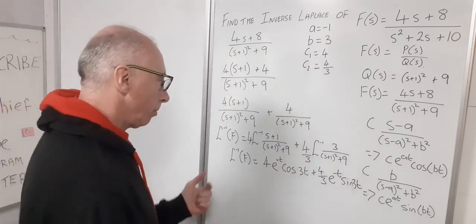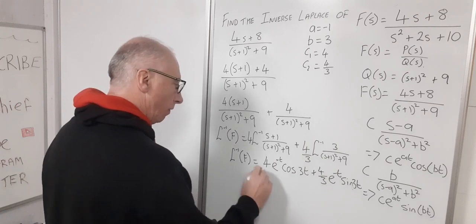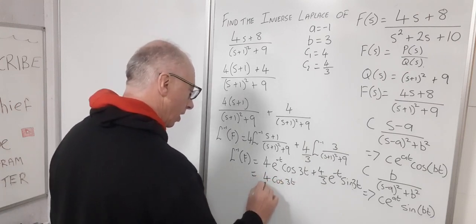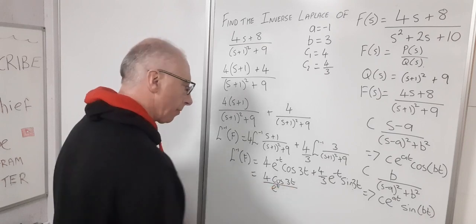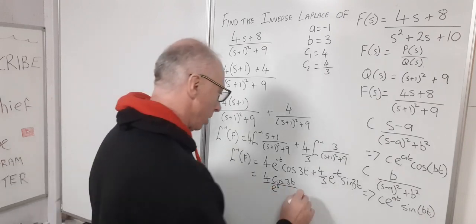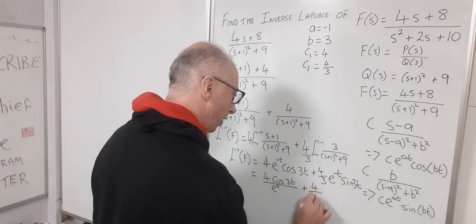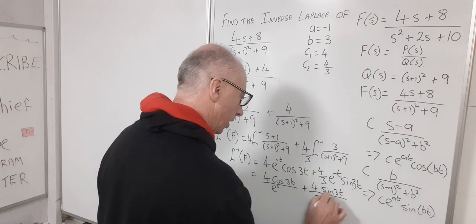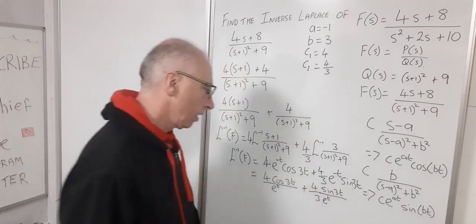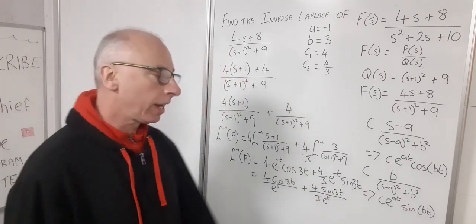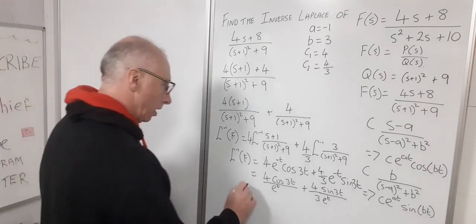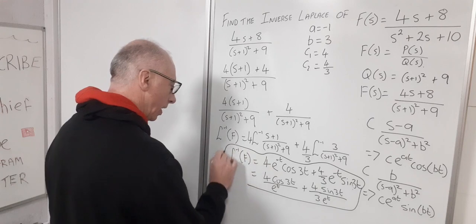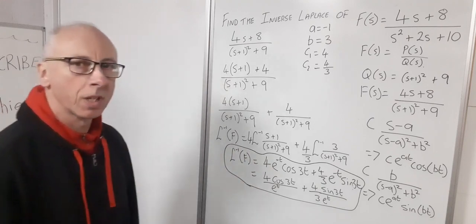I'm happy with that. But you could also write that as 4 cosine of 3t over e to the t, plus 4 over 3 sine 3t over e to the t. So that is also a valid result as well. So either of these will work as valid inverse Laplace transform results.